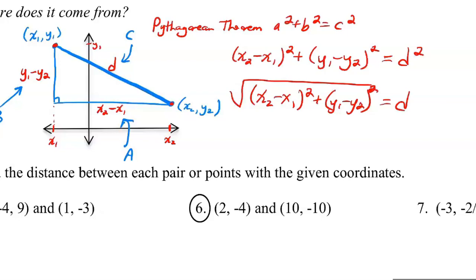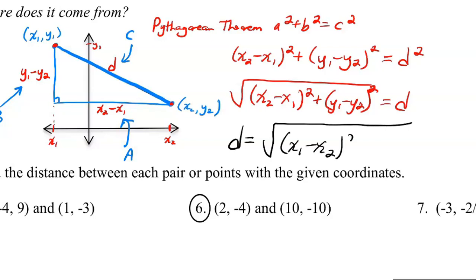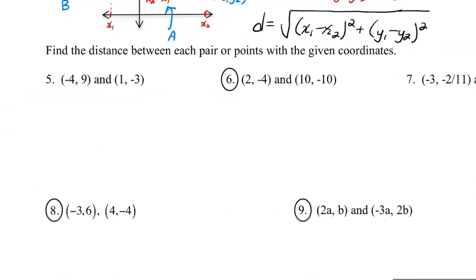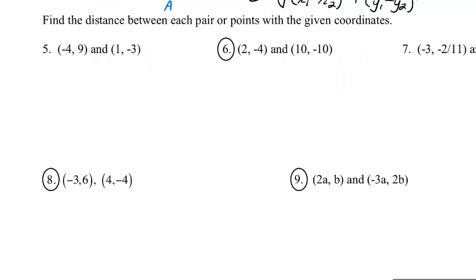Now the order of subtraction doesn't particularly matter because if we're squaring it, it's going to make it positive regardless of the order we're subtracting them. So our distance formula is d equals the square root of x1 minus x2 squared plus y1 minus y2 squared. And we can use that to find some distances between pairs of points. I'll do 2 in this video, and you can do 6, 8, and 9 to try this.